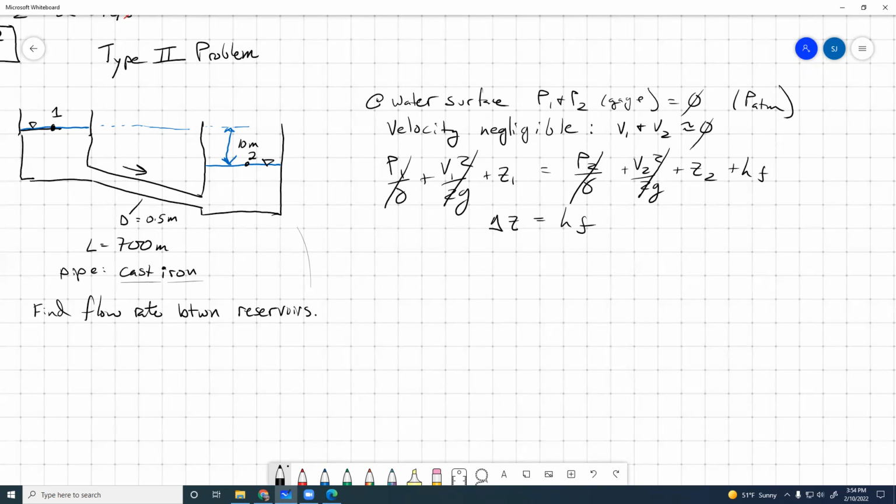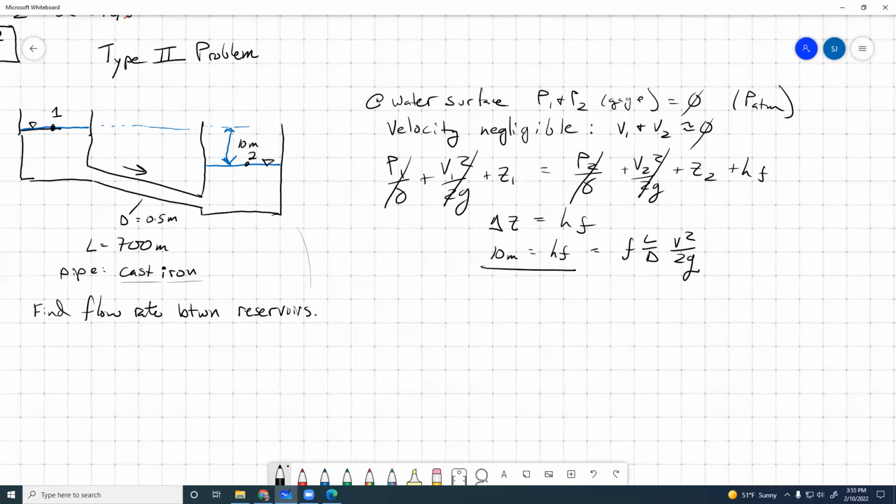We've been given this water surface elevation, so we know that 10 meters is equal to our head loss. This is getting real simple, right? But now we need to actually calculate that head loss. So let's look at that Darcy-Weisbach equation. To calculate the head loss, we need to know the velocity, right? And to calculate F, we need to know the velocity. So now things are going to get a little more interesting here.